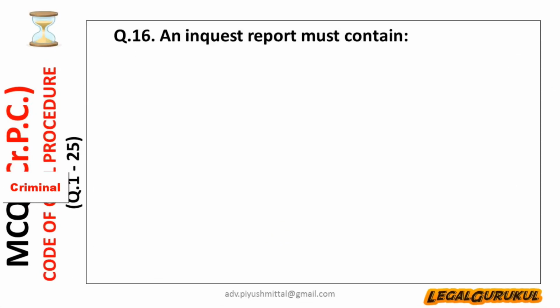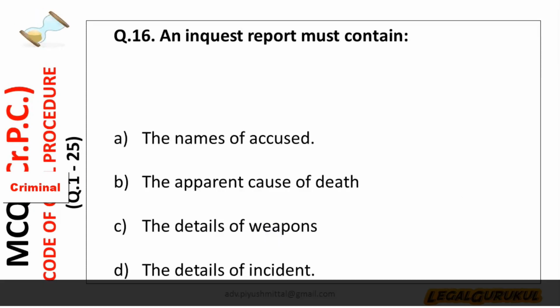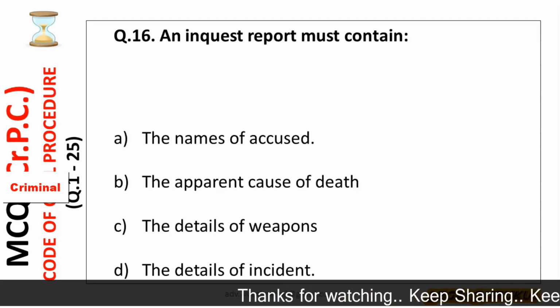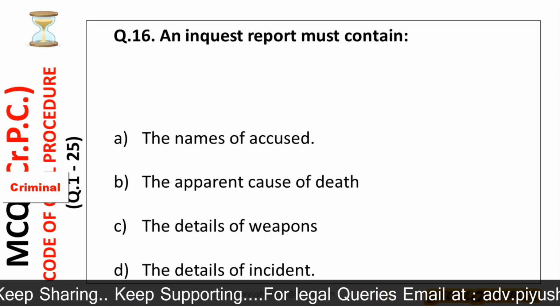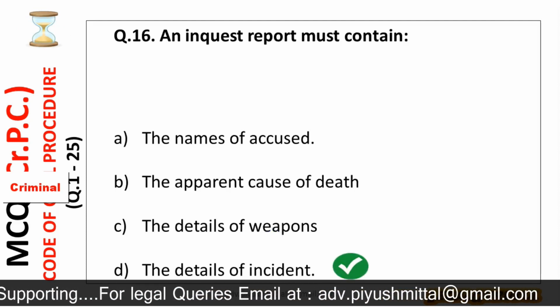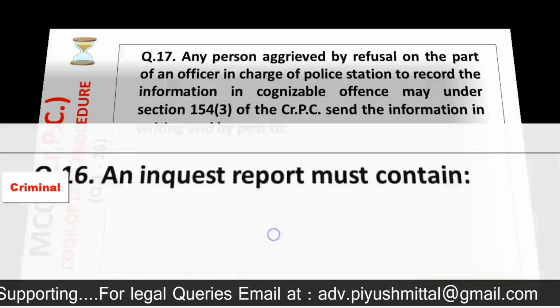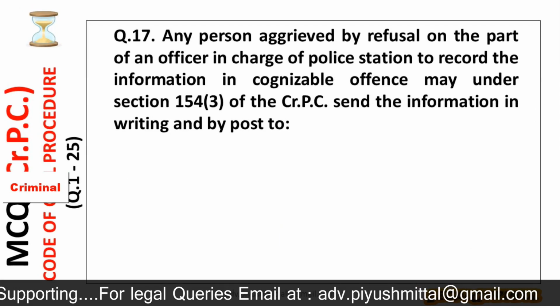Question number 16. An inquest report must contain option A. Names of the accused. B. Apparent cause of death. C. Details of weapons. D. Details of incident. And the correct answer is D. Details of incident.